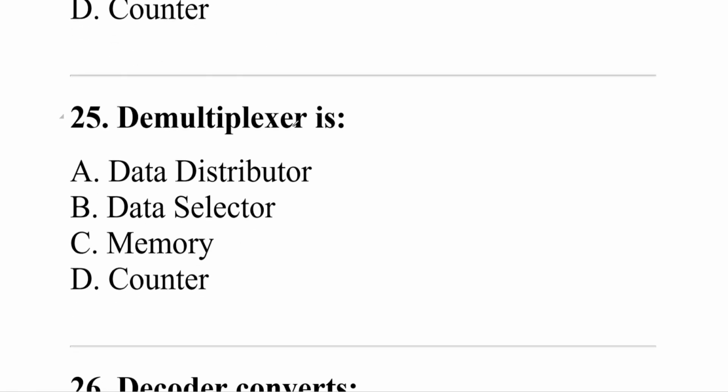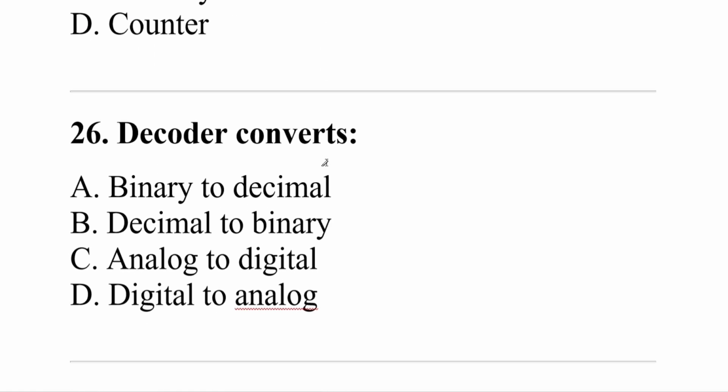Demultiplexer is option number A data distributor, B data selector, C memory, D counter, and the correct answer is option number A, that is data distributor. One input is routed to one of many outputs.